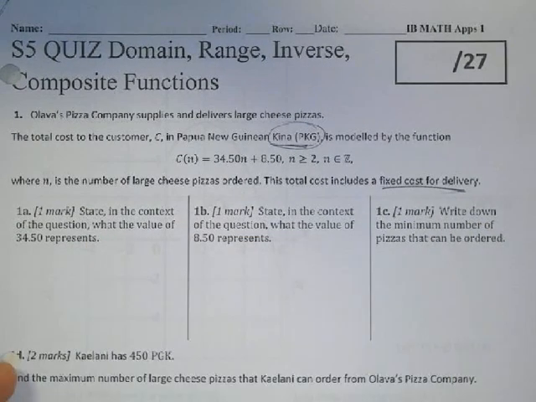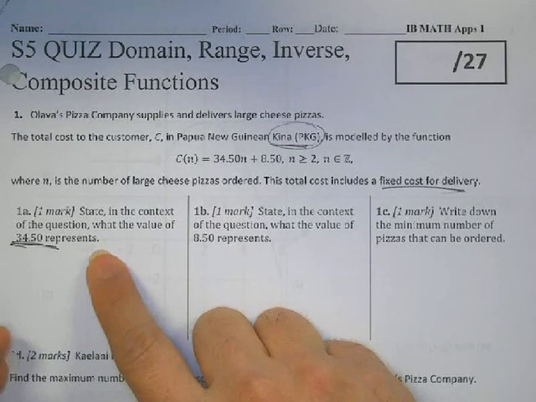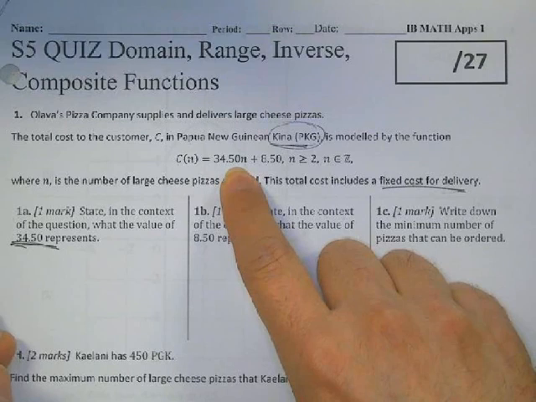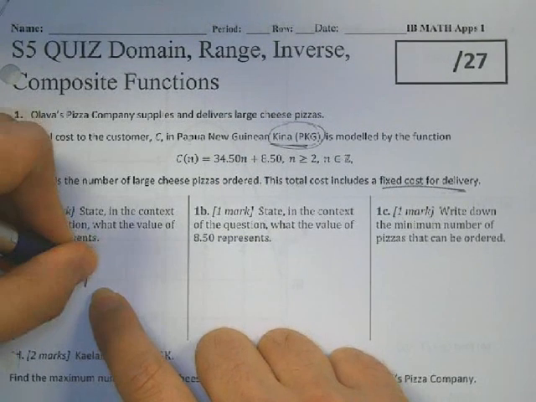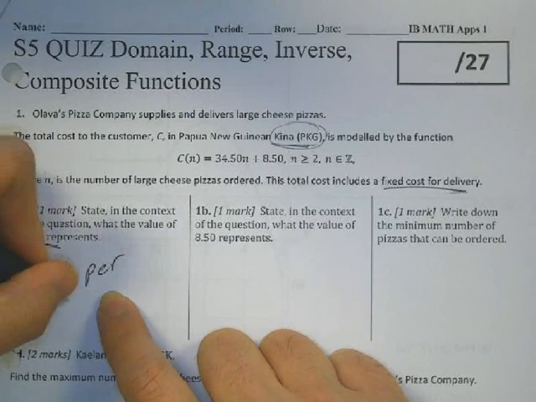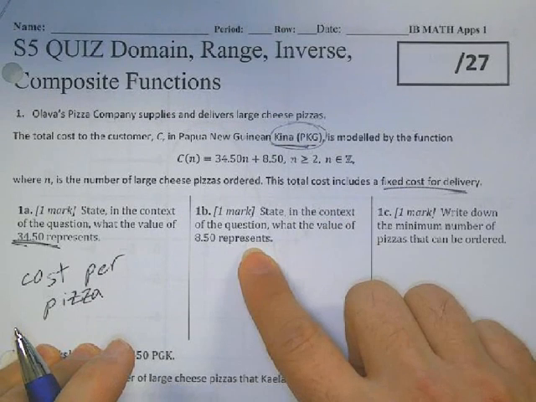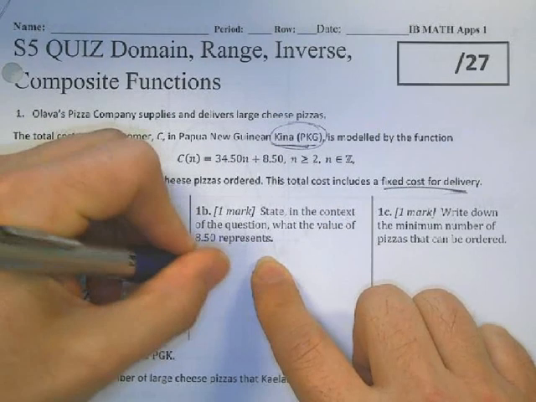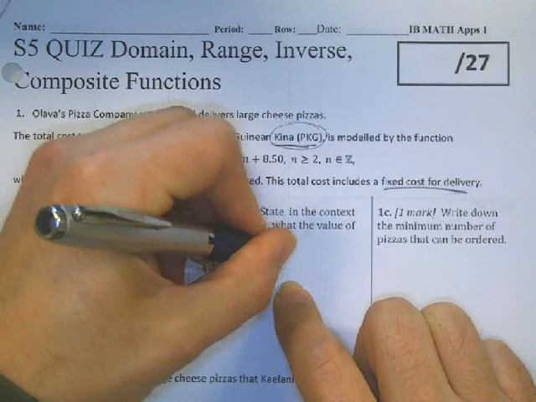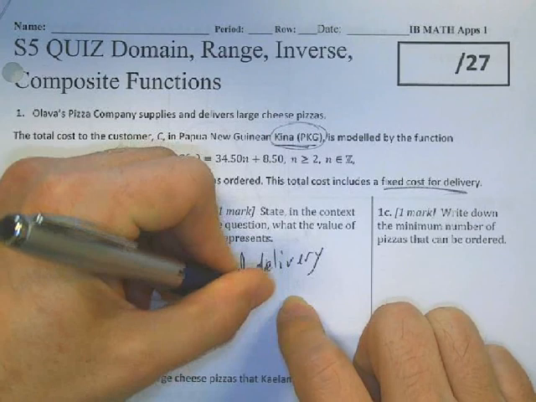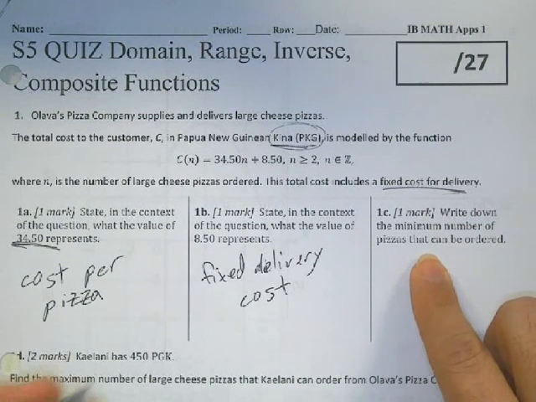State the context of the question, what the value of this represents. Well, if n is the number of pizzas, then this represents the cost per pizza. Okay? State what the 850 represents. This is the fixed delivery cost.